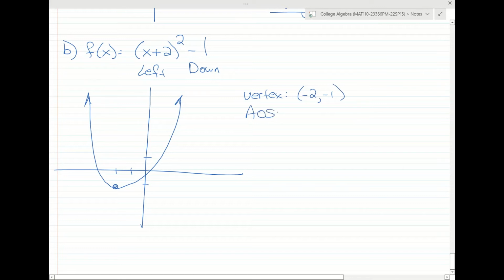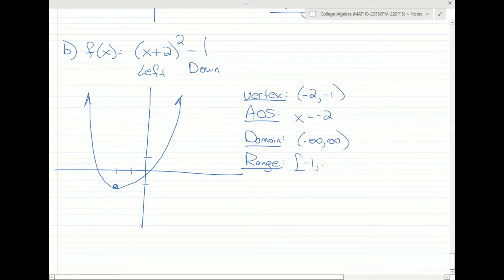The axis of symmetry is going to be x equals the x value. What else do we have to find here? The domain is all real numbers. What's the lowest y goes here? -1. Here's a question on the final exam, exactly the same as this. Everyone should be able to get this right.